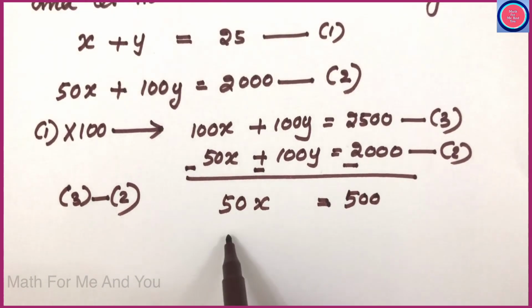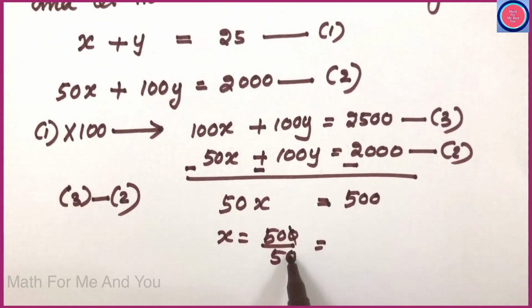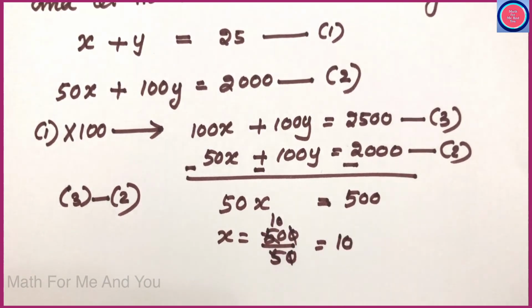How can we find the value of x? Divide 500 by 50. Cancel the 0, and then 5 and 50 cancel. So we get the value of x as 10. We get the value of x.